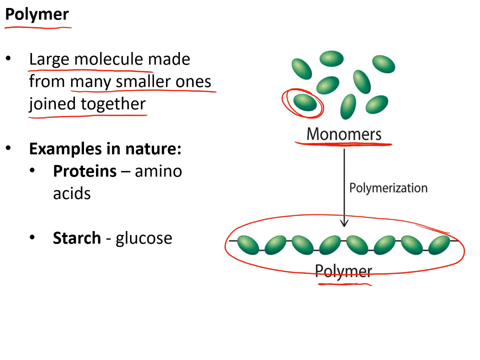And we have lots of examples of this in nature. So the proteins that we get from our meat and dairy are made from amino acid monomers joined together. The starch that we find in rice and bread and potatoes and so on is made from lots of glucose monomers joined together. So these polymers are really important compounds.